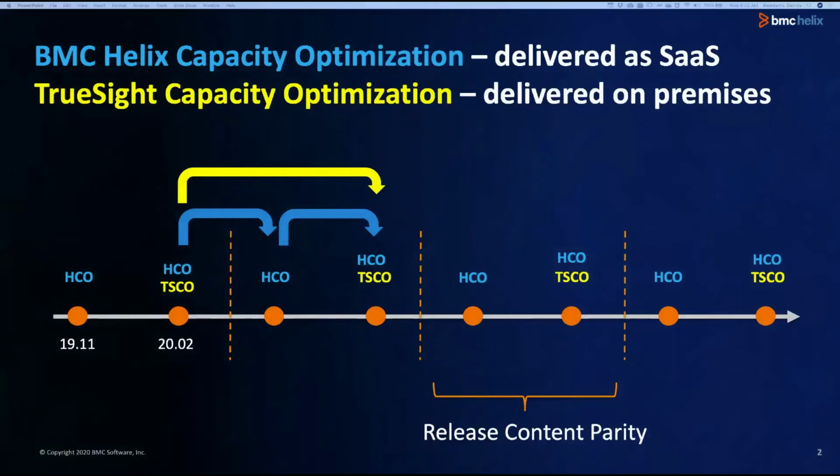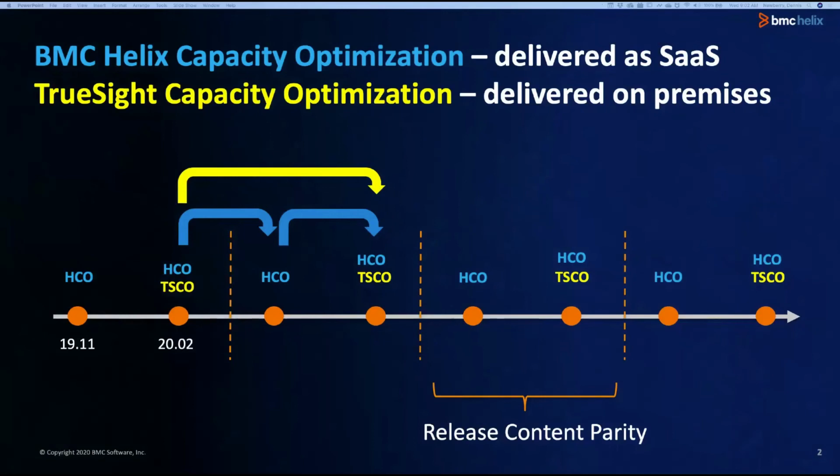So if you weren't aware, back in November, we released Helix Capacity Optimization. That was version 19.11. And Helix Capacity Optimization is our SaaS platform instance of Capacity Optimization. Going forward, we're going to be releasing the exact same code base for Capacity Optimization in two ways. One on our Helix environment, which is BMC provided SaaS, delivered through either the BMC Cloud or Amazon Web Services. And then also we're continuing to release on TrueSight, which is our on-premise product.